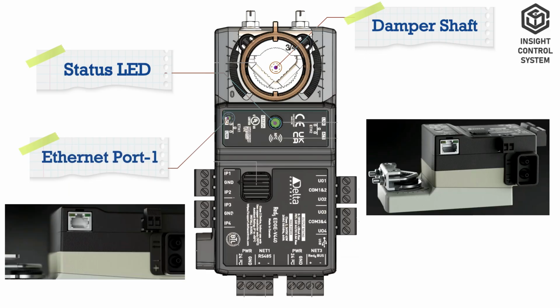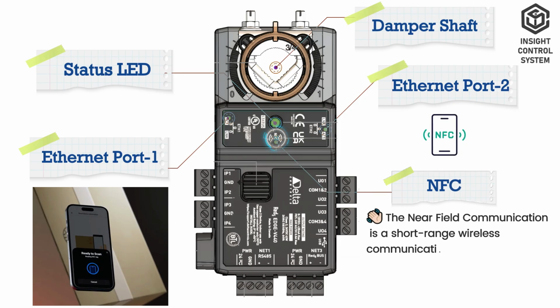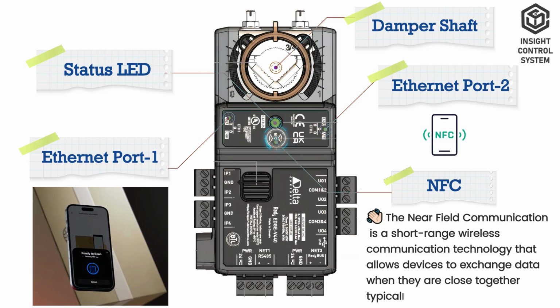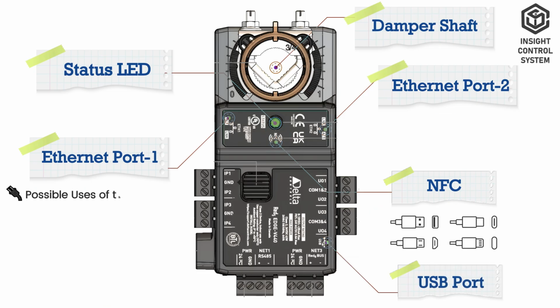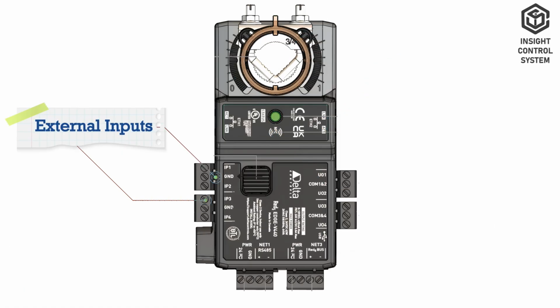This is Ethernet port 1. This is Ethernet port 2. This is NFC port. The near-field communication is a short-range wireless communication technology that allows devices to exchange data when they are close together, typically within 4 cm. This is USB-C port. Possible uses of the USB port are firmware updates, configuration, data logging, data export, communication and peripheral support. This is external inputs.